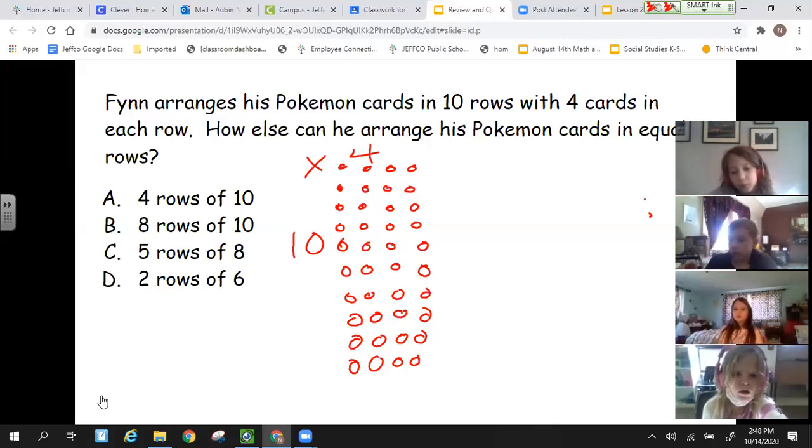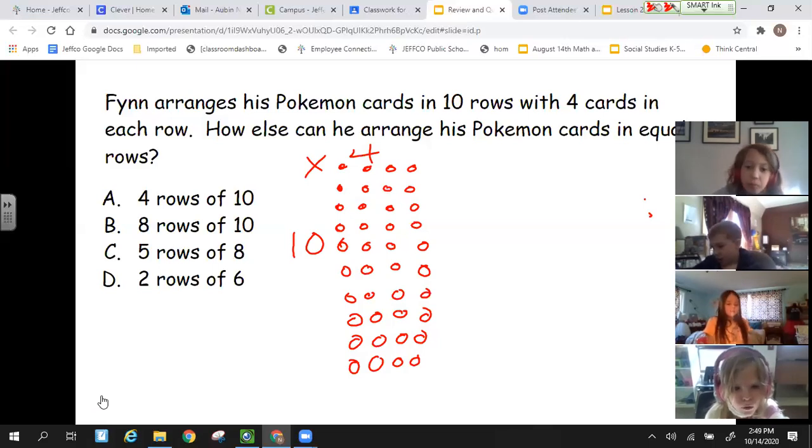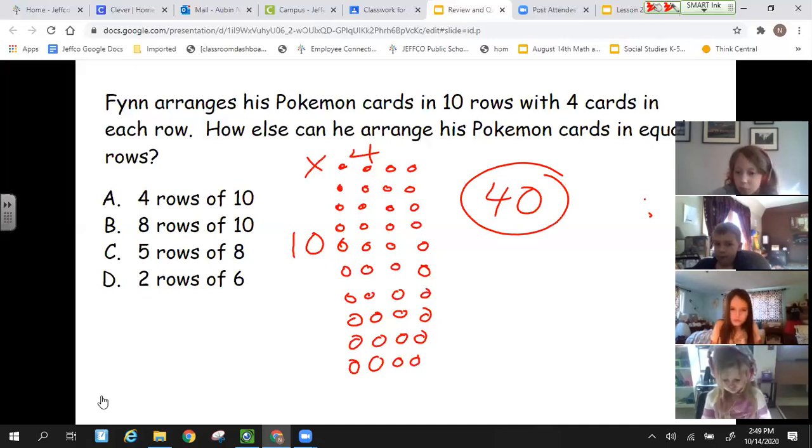How many cards does he have, do you think? This isn't one of the answers. I'm just wondering, do we know how many cards he has? Okay, let me fix this problem. 5 rows of 8. Who can tell me how many cards this is? Say it if you know it. 5 rows of 8. 40 Pokemon cards. You can arrange those like so.